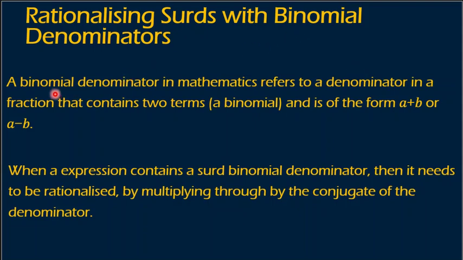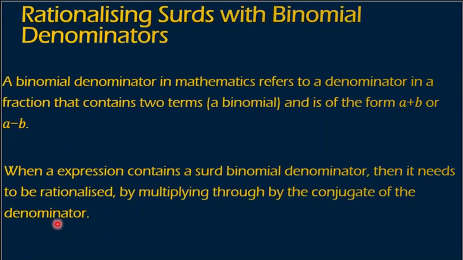The term binomial denominator in mathematics refers to a denominator in a fraction that contains two terms, bi as in two. Great. So if we have a denominator in the form a plus b or a minus b, that is a binomial denominator. When an expression contains a binomial denominator, it needs to be rationalized by multiplying through by the conjugate of the denominator. So we have another term to think about: the conjugate of the denominator.